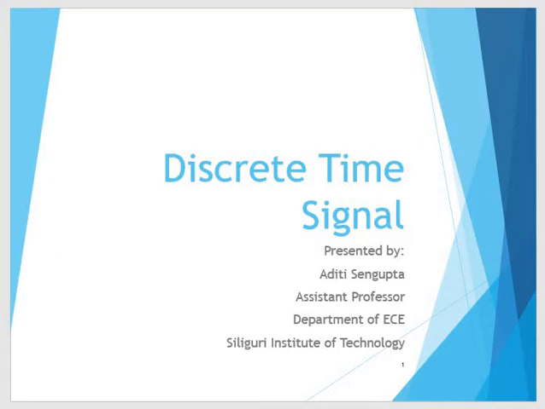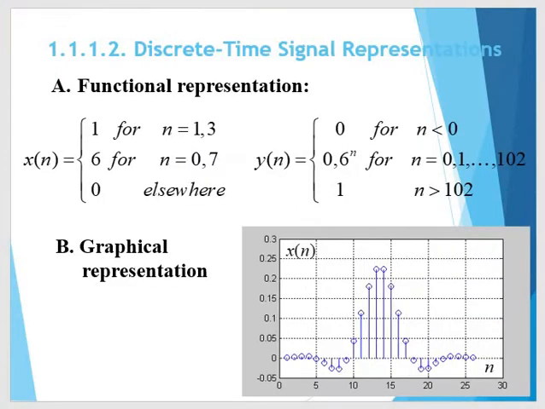The first one is the functional representation of a discrete time signal. That means we are representing the signal as a function. Normally we use n in place of t in case of discrete signals. In case of a continuous signal it is x(t), in case of a discrete signal it is x(n). So x(n) is equal to 1 for n equals 1, 3.